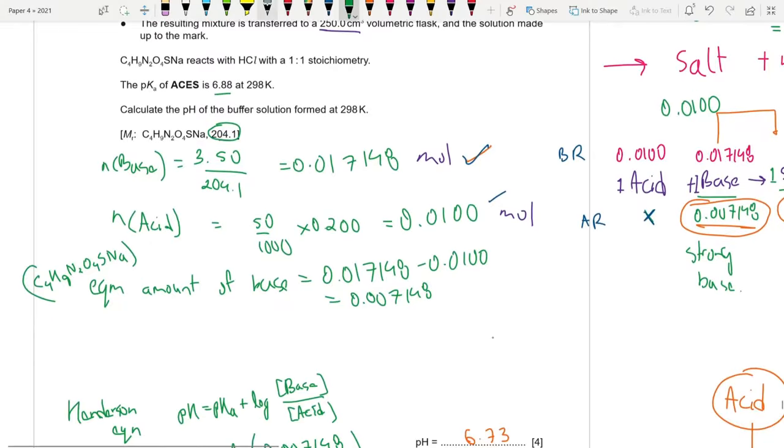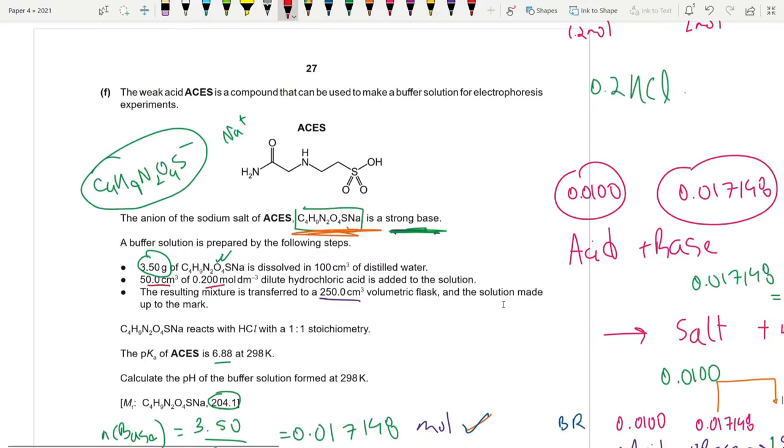Remember that. Now there's another thing we need to write: the equilibrium amount of aces is 0.0100 moles. So what is aces actually? Aces is actually the weak acid. The anion of the sodium salt of aces is a strong base. So initially we had the sodium salt of aces, the anion. That means we had the base.